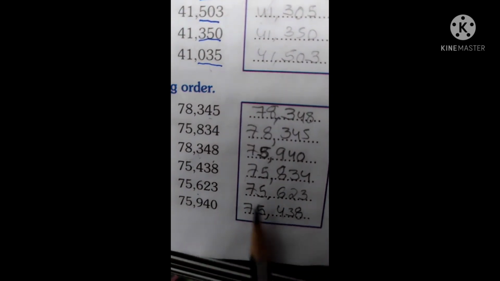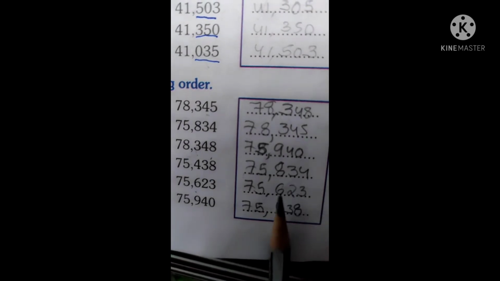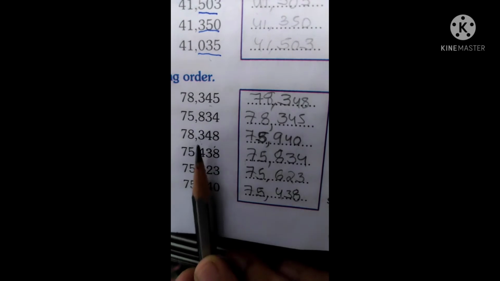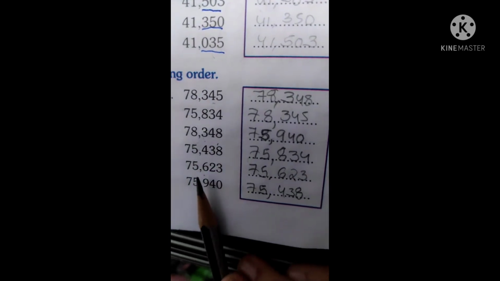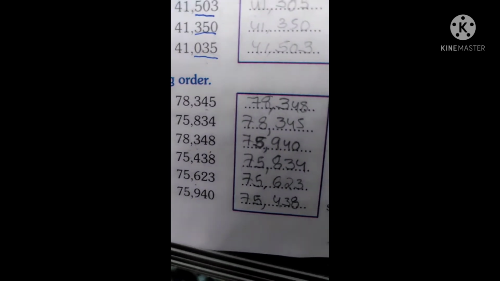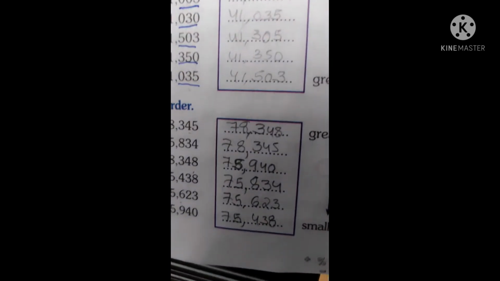So 75,940. Next one 75,834 because it's 9, 8, 6, 4. So 78,623, 75,438. So write the numbers in the correct boxes. One has been done as an example. So here one example is given.